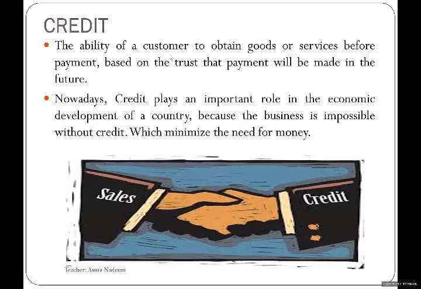And why has the customer taken the good or service? Because it is a trust that payment will be made in future. Nowadays, credit plays an important role in the economic development of the country because business is impossible without credit. Now, when we take credit, it means we are not paying the money, which minimizes the need of money. We are taking the credit now, we will give the money in future, so we don't need money today. That is why we use the word credit. We are taking the good, we are availing the service, but we are not making the payment. It is surety, it is the trust that the payment will be made.